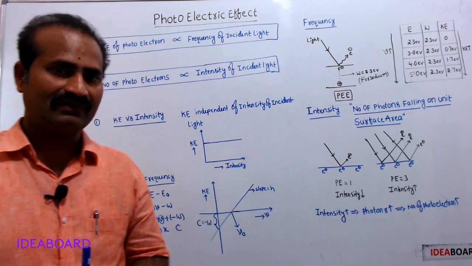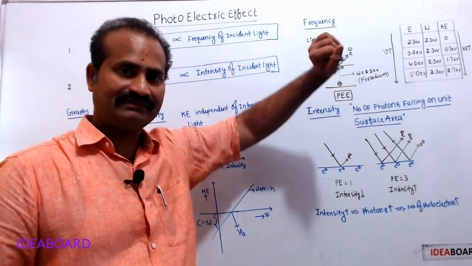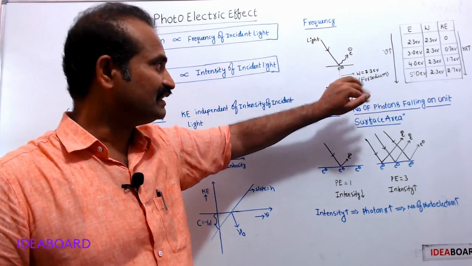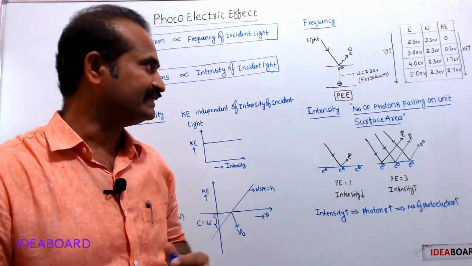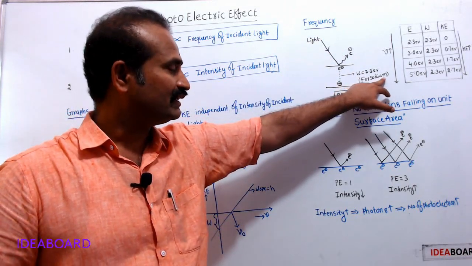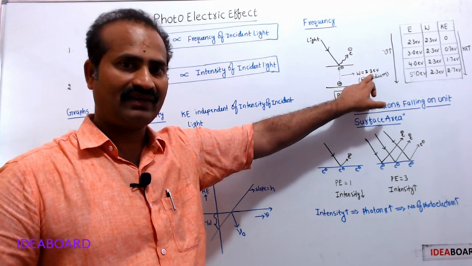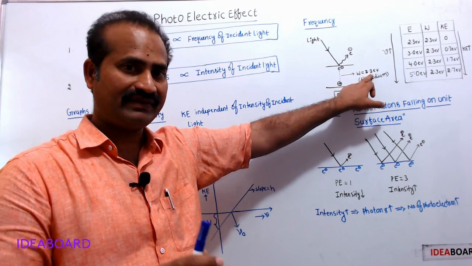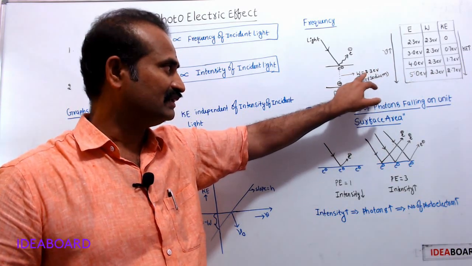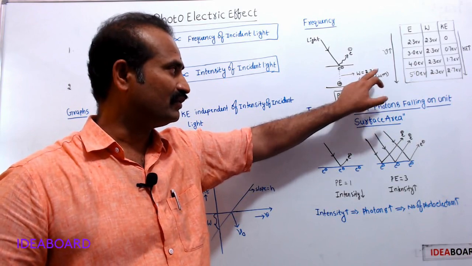Okay, now come to frequency. What is the effect of frequency on the photoelectric effect? We will see. This is a metal, let us assume sodium metal. This is the work function of sodium metal, 2.3 electron volts. In our previous video also we took sodium as an example.